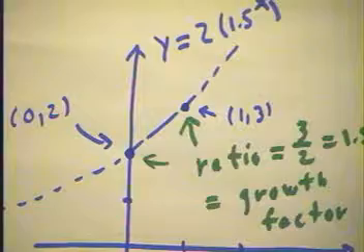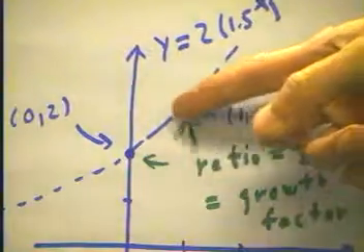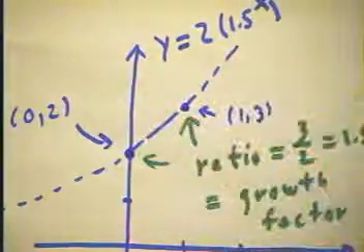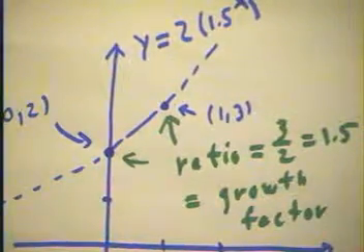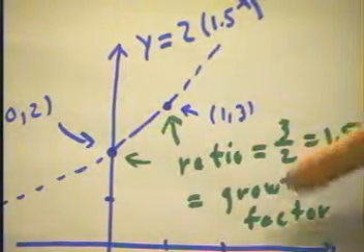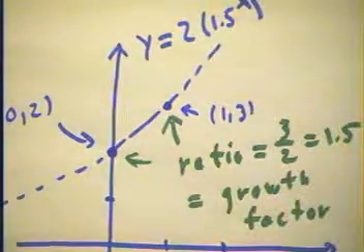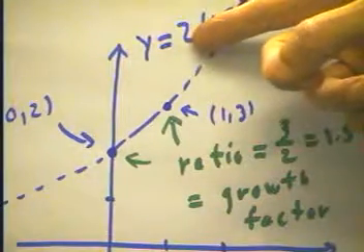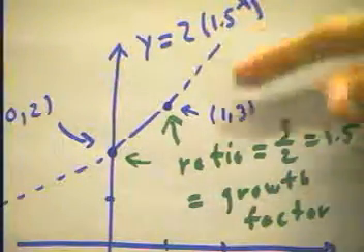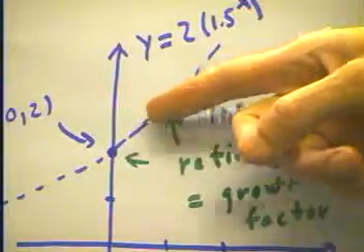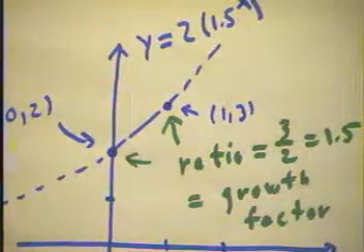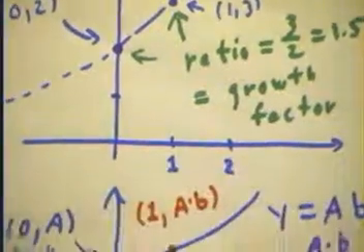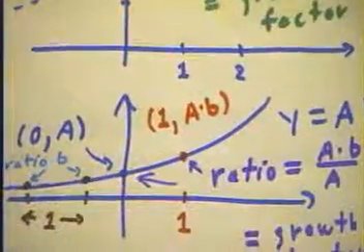Notice that the ratio between the y coordinates here and here is still the same as it was before. That is, the ratio is, in this case, 3 over 2, which is still 1.5, which is still the growth factor. So it seems not to matter what number goes out in front here. The ratio between the x equals 1 and the x equals 0 points is still going to be equal to the growth factor. That's generally going to be true.